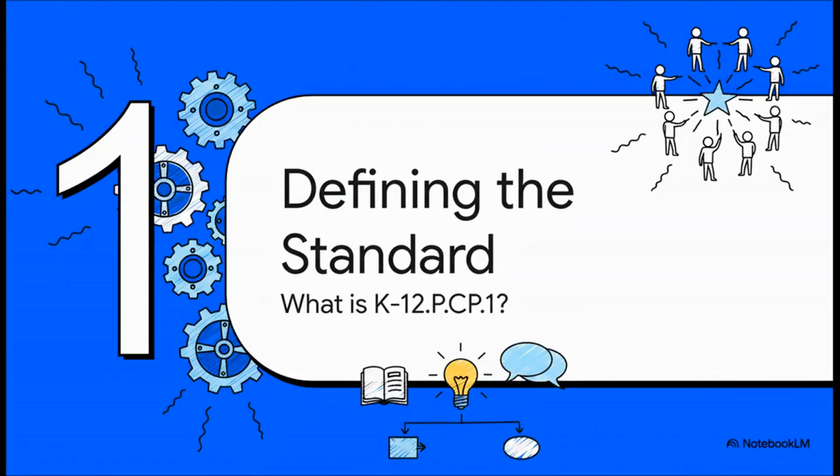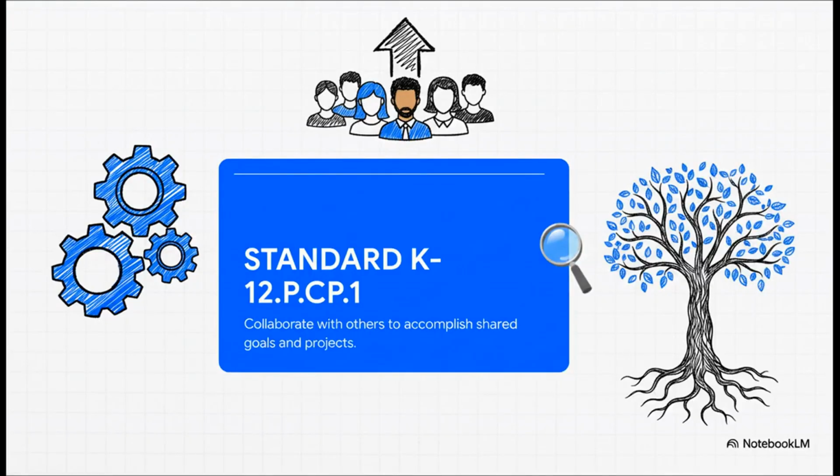We're going to break down exactly what K-12.CP.1 is really all about. So here it is in its official form. The standard is to collaborate with others to accomplish shared goals and projects. It sounds pretty simple, right? But this one little sentence is the foundation for an incredibly powerful set of skills. It's not just about getting along, it's about creating something new together.